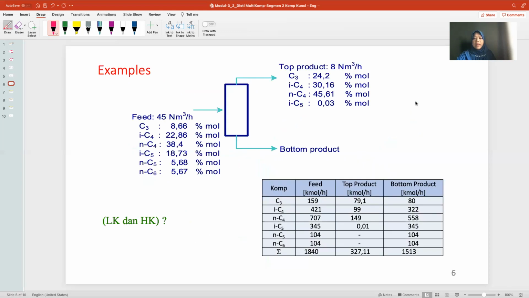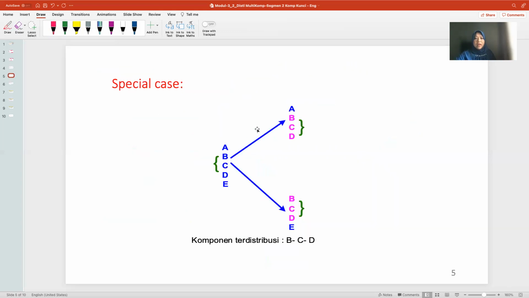Also, to answer Kevin, there are special cases where three or more components are distributed. Usually that happens when the characteristics of those materials, those components, are very similar, so they are usually distributed, present in the distillate and also in the bottom product.